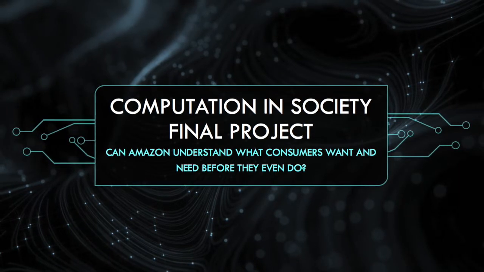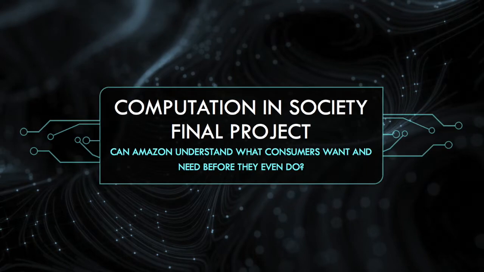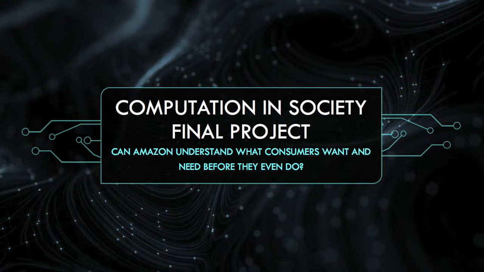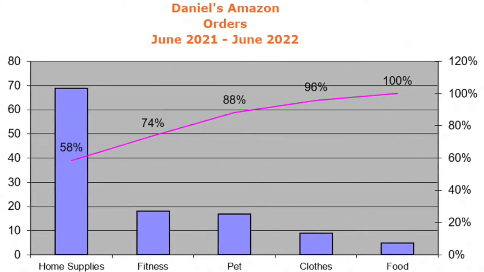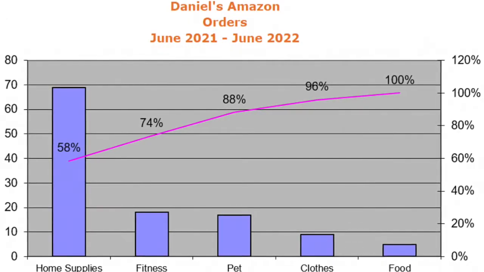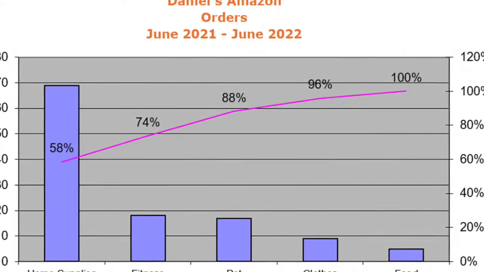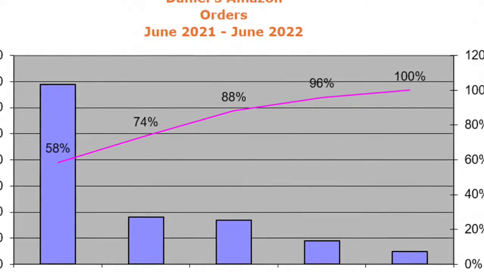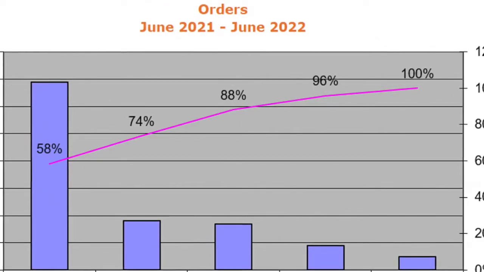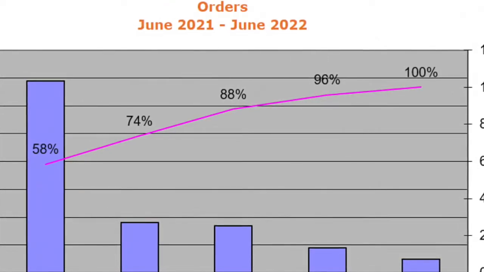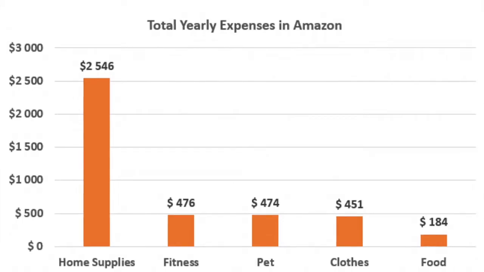So first, three potential questions that I would like to answer through my project are: one, what did I purchase online on Amazon during the last 2 years? I've downloaded the data and visualized it to understand purchasing patterns that Amazon can use to predict my future purchases. For example, Amazon can quickly see that my highest category is 58% for home supplies. Additionally, 88% of my purchases come from money spent on home supplies, fitness, and pet.